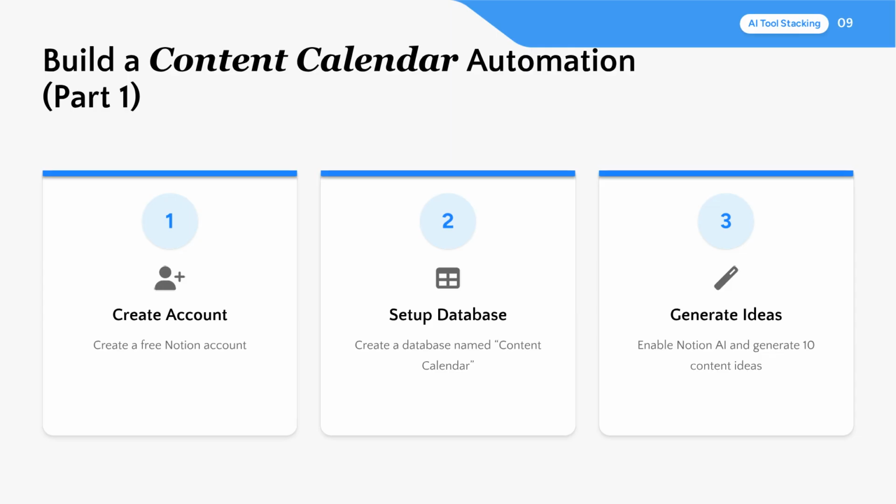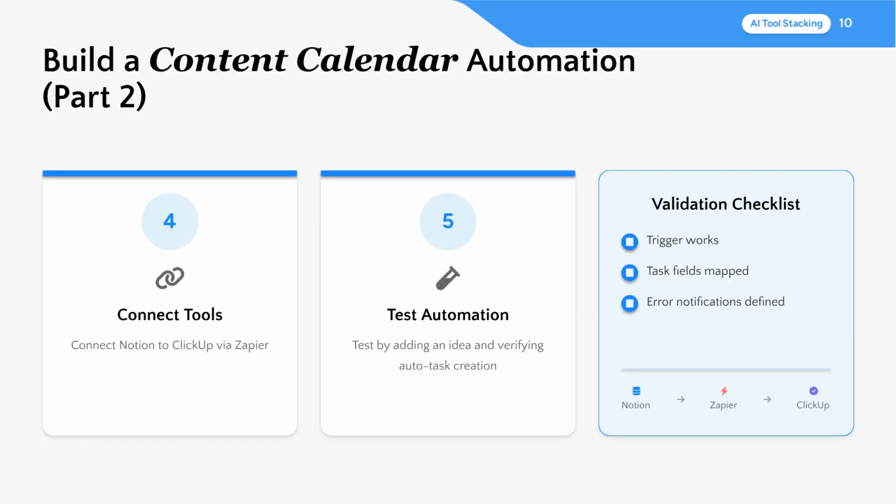To build a content calendar automation, start by creating a Notion account and setting up a content calendar database. Then, use Notion AI to generate 10 content ideas within the database. The next steps are connecting Notion to ClickUp via Zapier and testing the automation. Verify that the trigger works, task fields are mapped, and error notifications are defined.